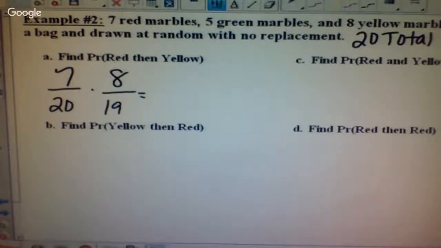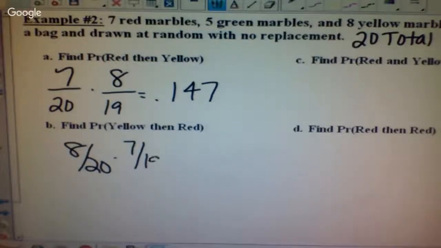Okay, this time I'm not replacing it. So when I keep my marble, my total marbles go down, which should give me 0.147. What about yellow then red? I want a yellow first. 8 out of 20. 7 out of 19. Guess what? 0.147. Notice my top numbers didn't change. They just switched order. My bottom numbers also did not change.